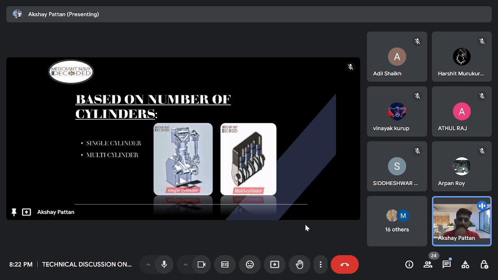In single cylinder, we have only one cylinder and one piston. So that is the single cylinder engine. And in multi-cylinder engine, we have multiple cylinders arranged inside the engine based on the power requirement, based on the engine design, which depends on many other factors. That is the meaning of multi-cylinder engine.